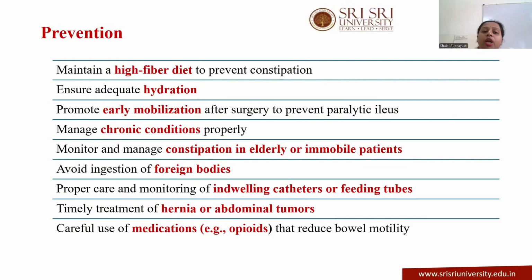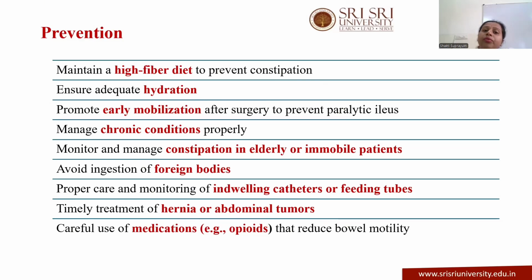Then maintain the chronic condition properly, then monitor and manage constipation in elderly or immobile patients, then avoid ingestion of foreign bodies, then proper care and maintenance of the indwelling catheter or feeding tube, and also provide nasogastric tube feeding, then timely treatment of hernias or abdominal tumor, and careful use of medication like opioids that reduce the bowel motility.